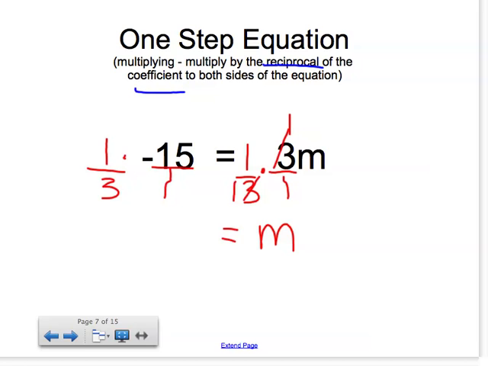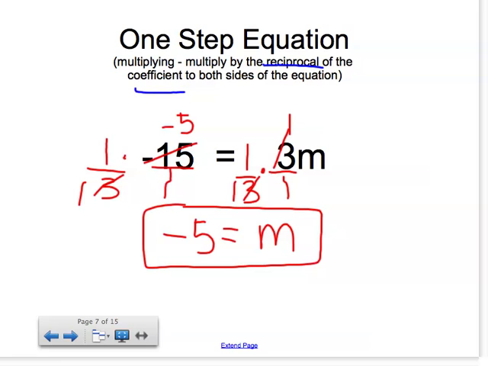And that is equal to, okay, so 3 goes into -15, -5 times. So that means our answer would be m is equal to -5, or -5 is equal to m.